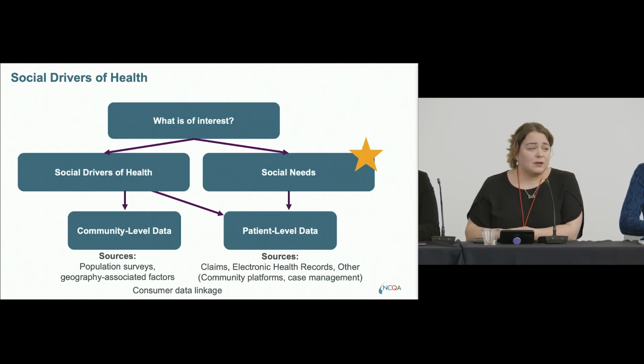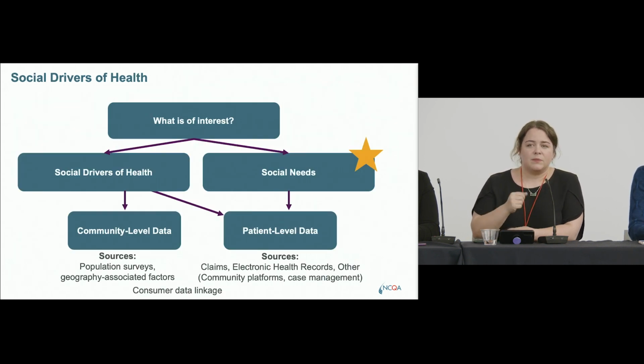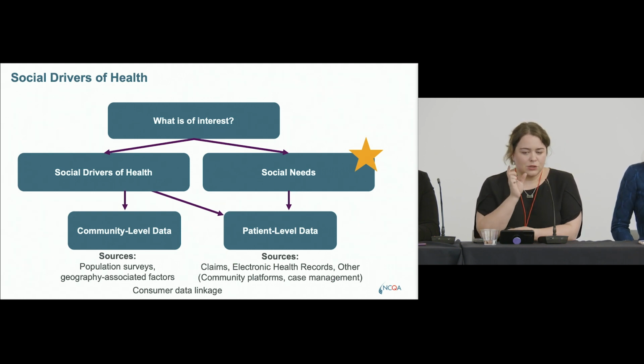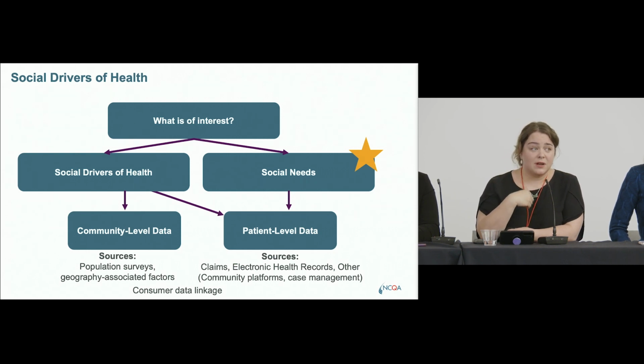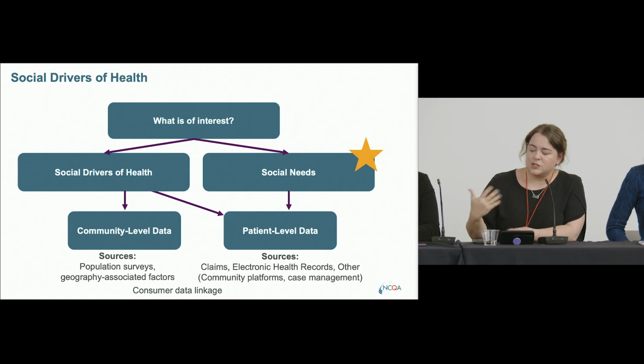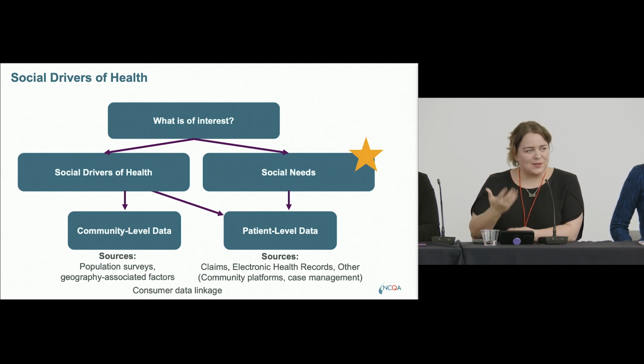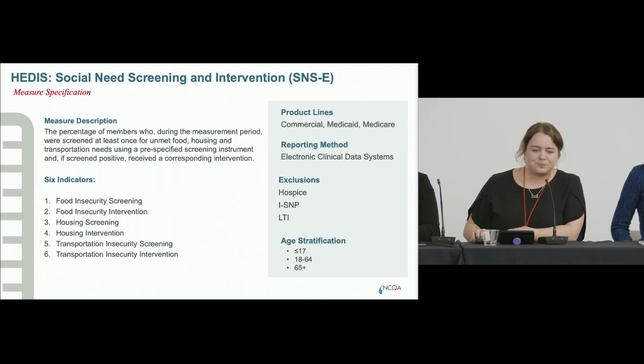I'm going to wrap up with a little bit on social drivers of health. The one distinction I think is always important to make here is that social drivers can be distinct from social needs. Social drivers can be community-level data, population surveys, and so on. If what you want is social needs, a patient's own identification of their unmet food, housing, transportation, so on, then that implies you have to collect it directly from the individual. And so that brings the question along with how is that data collected, how is it managed?